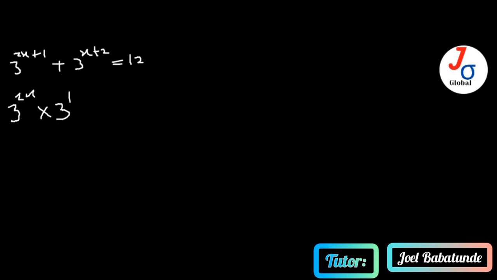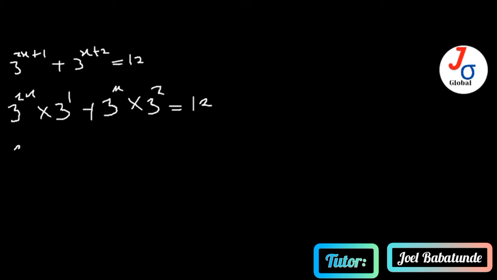Okay. Then plus the same thing. I'm going to have 3 to the power of x multiplied by 3 to the power of 2, such that when we do the law of indices, we're going to have 3 to the power of x plus 2. Then that's equals to 12.